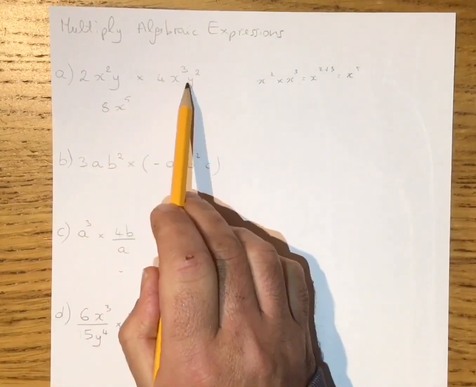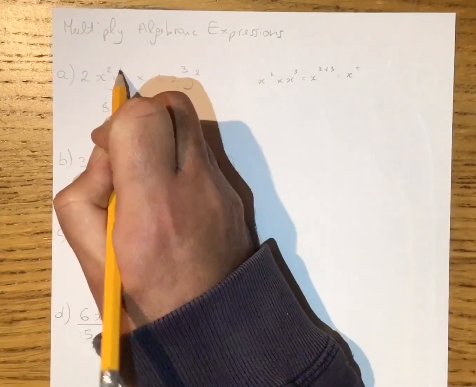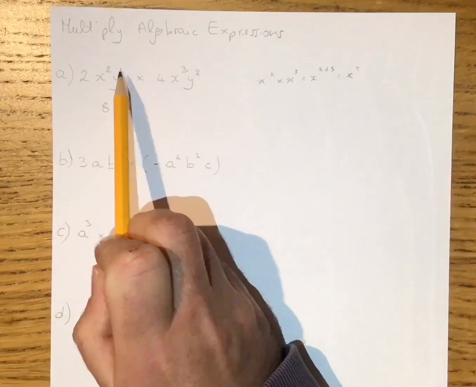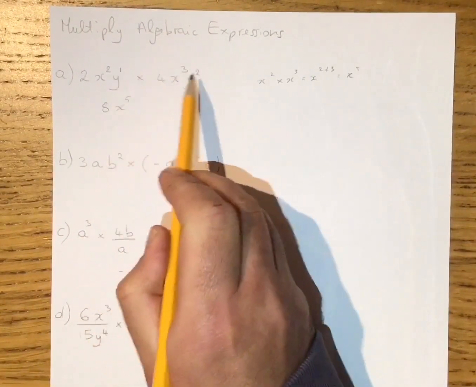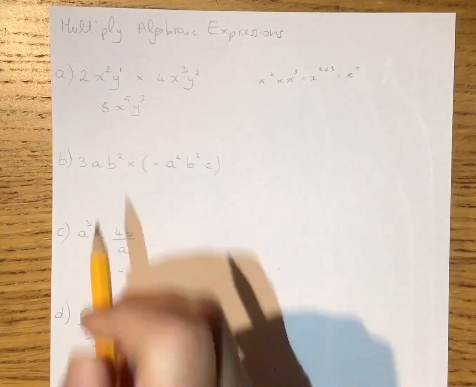Y times y squared. Again, y has power 1 when there is nothing there. We know there is a 1. So y to the power 1 times y to the power 2: 1 plus 2 is 3. And that's the final answer.